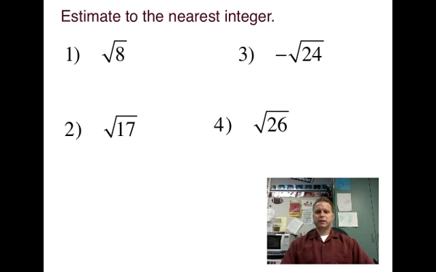Now, this is basically what we did in the last lesson. I want you to estimate these to the nearest integer. So the square root of 8, remember that's going to be between the, well, I'll give you a second. Why don't you go ahead and try these 4 if you remember how to do them from the previous lesson.